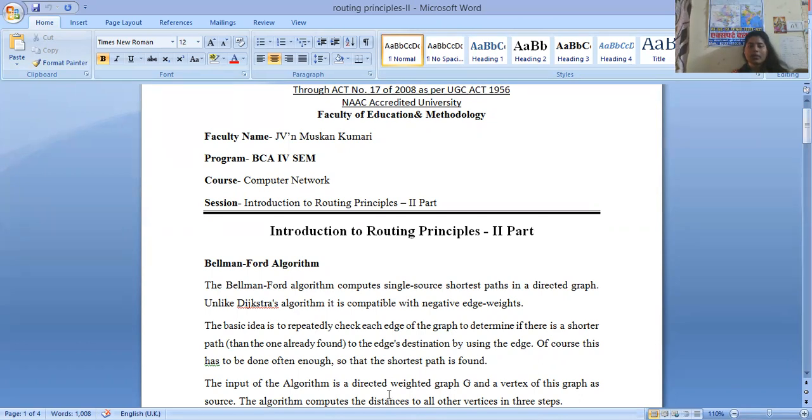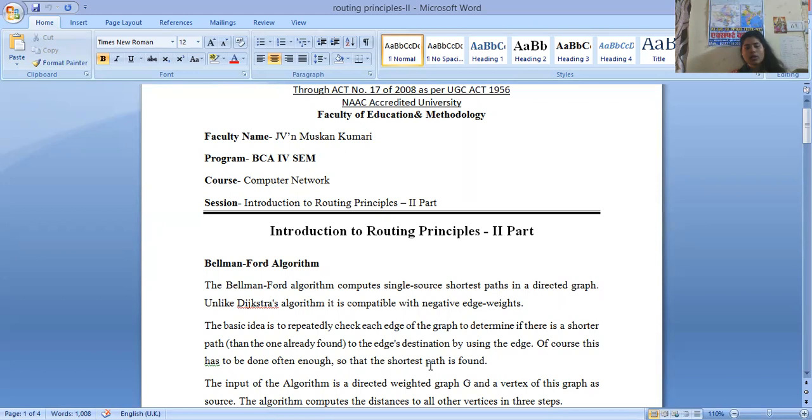The Bellman-Ford algorithm computes the single source shortest path in a directed graph. Unlike the Dijkstra algorithm, it is compatible with negative edge weights. So, the basic idea is to repeatedly check each edge of the graph to determine if there is a shorter path to the destination by using the edge. Of course, this has to be done often enough so that the shortest path is found.